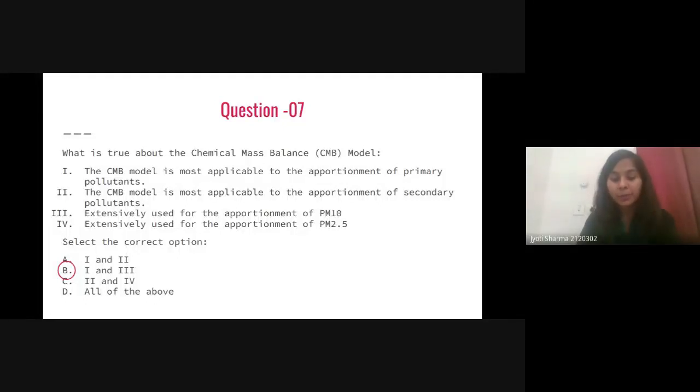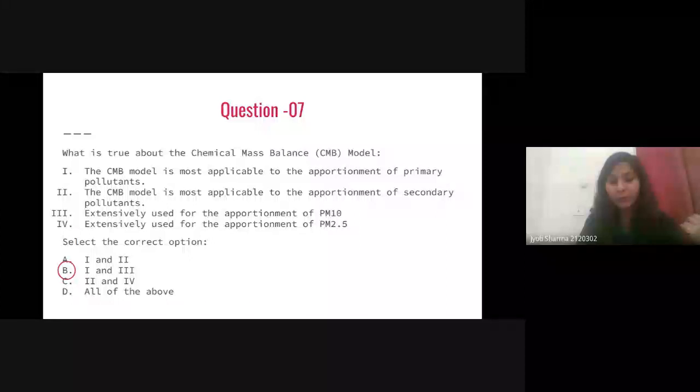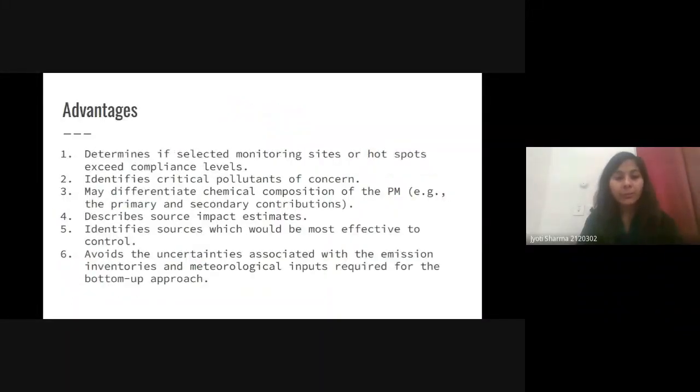So you can also learn what different models we have for receptor modeling. We talked about the factorization model, then we talked about this CMB model, and one more model we talked about. Okay, so what are the advantages of the receptor models?